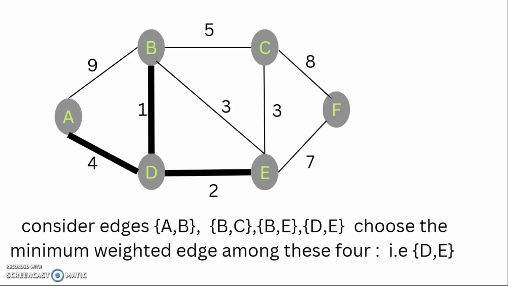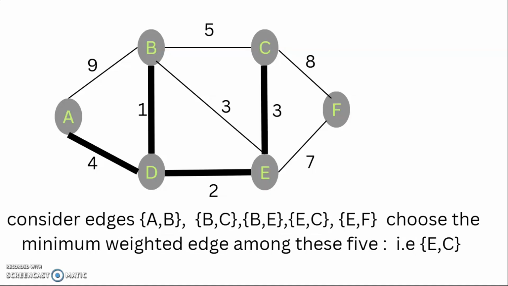So what is the next step? Now we have to consider the edges which are connected with A, B and D. So that is AB, BC, BE and DE. Now we have to be very careful. By chance, if I choose AB, it will form a cycle. But anyway, the weight of AB is very high, so we are not going to select it. But among the other three, BC, BE, and DE, we have to choose the minimum weighted edge. So DE is the minimum with weight 2. So we have chosen the edge DE.